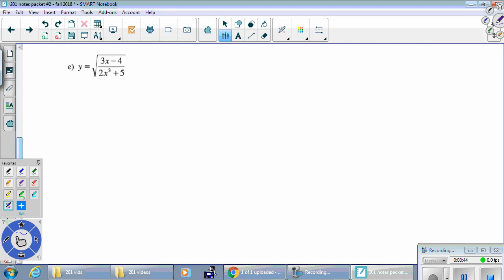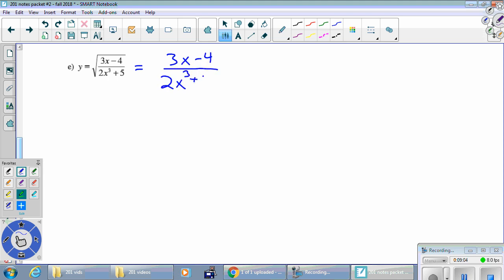Okay, part E. Again, we got to ask ourselves what the main kind of function is before we decide what rule we're supposed to use. I see a square root and I see a fraction. So I know for sure I'm going to use the quotient rule. And I also know that it's a good idea to change this square root into a power. And square roots can translate to powers of half.